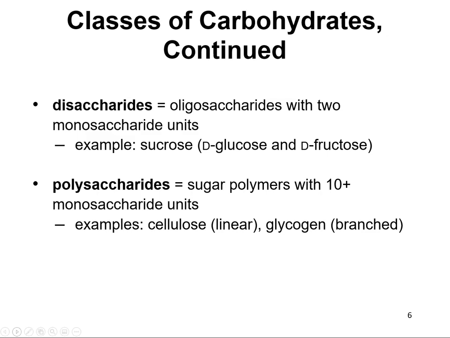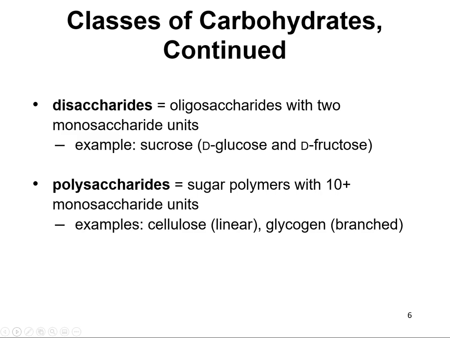Within the oligosaccharide class, you can have disaccharides, and these are just oligosaccharides that have two monosaccharide units. A good example that most people are familiar with is sucrose, or table sugar, and that is when you take D-glucose and D-fructose and you put a link between them. There's a glycosidic linkage between them.